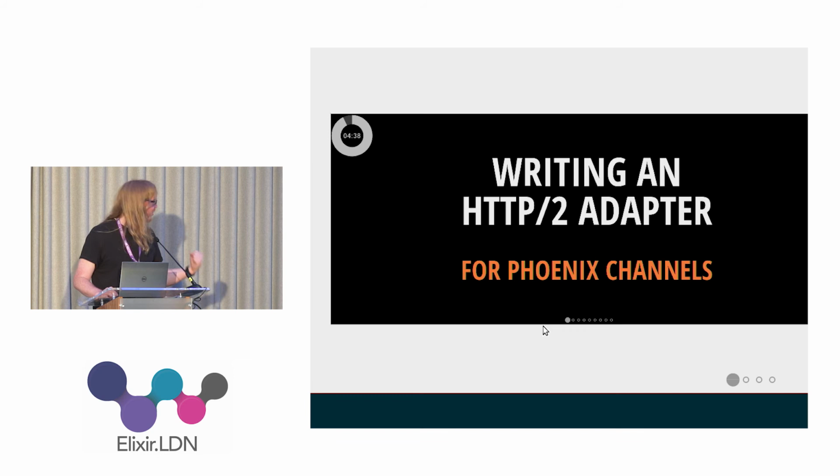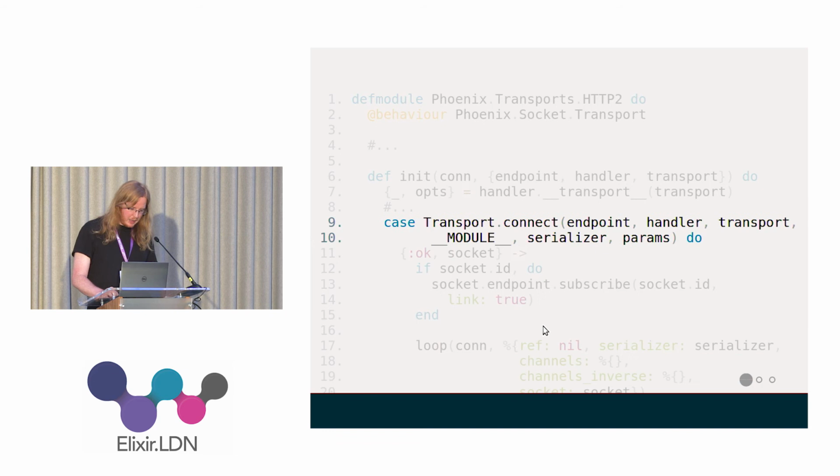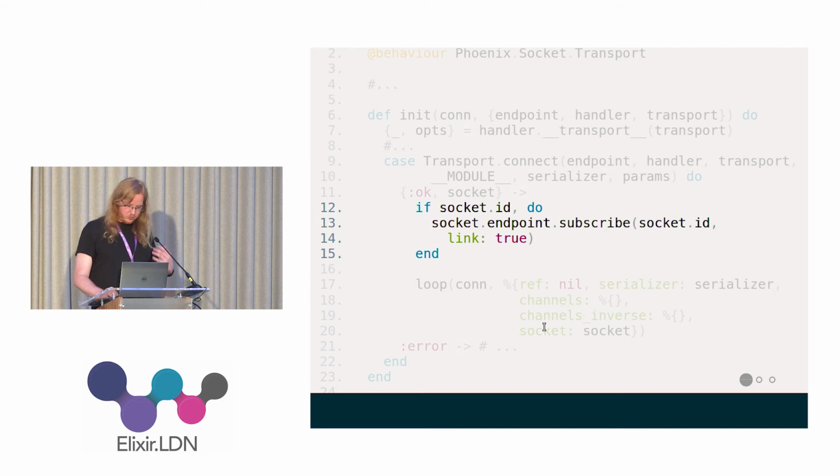It'll be fun. All right, let's look at some more code. So this is the HTTP2 Phoenix transport. There is a Phoenix module called transport that is there for you to write your own transports. It has a connect function which takes many arguments, but the transport function will return either OK socket or an error. And if the socket it returns has an ID present, then you can subscribe to that channel because that'll probably be the channel for the user.